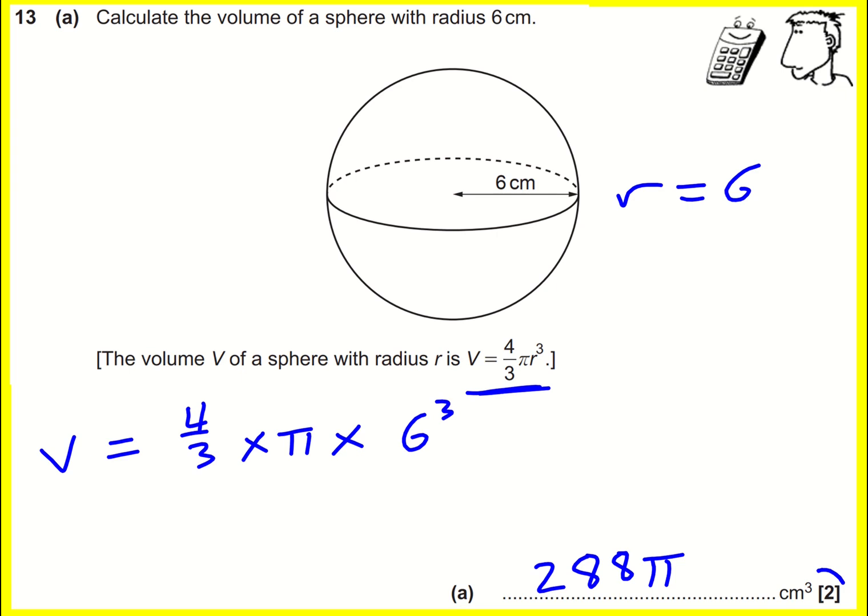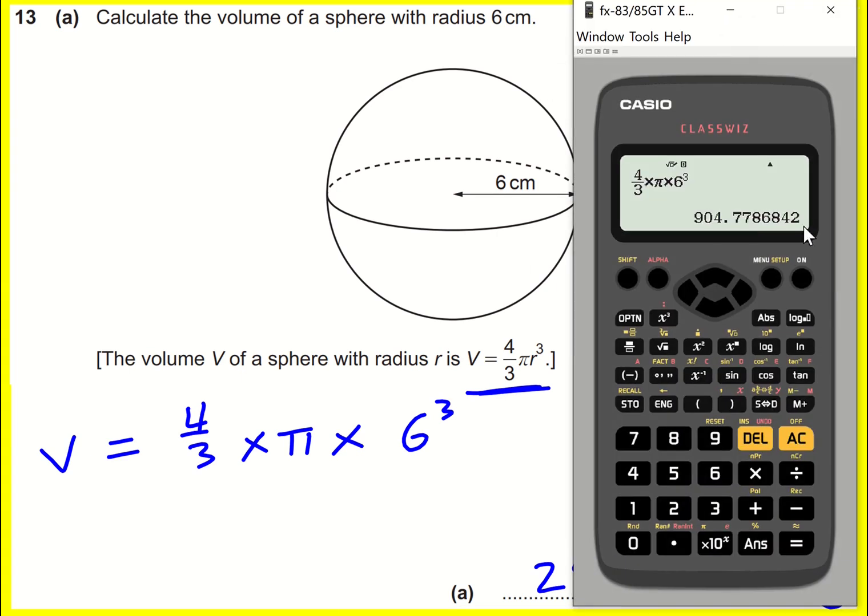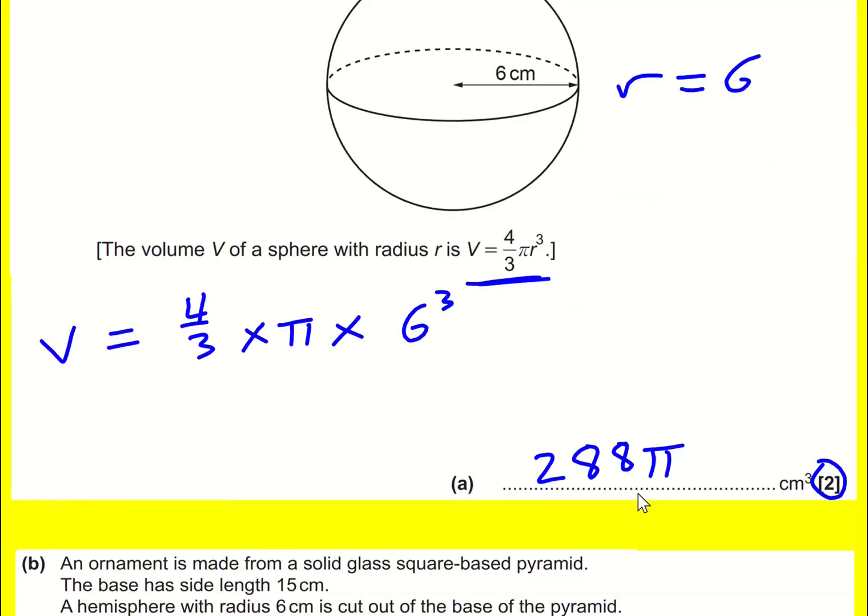Now that is absolutely fine for these 2 marks. You could write this out in full, and then you could round it to 3 significant figures or something. The question doesn't really say about that. I'm just going to leave it exact in this case.